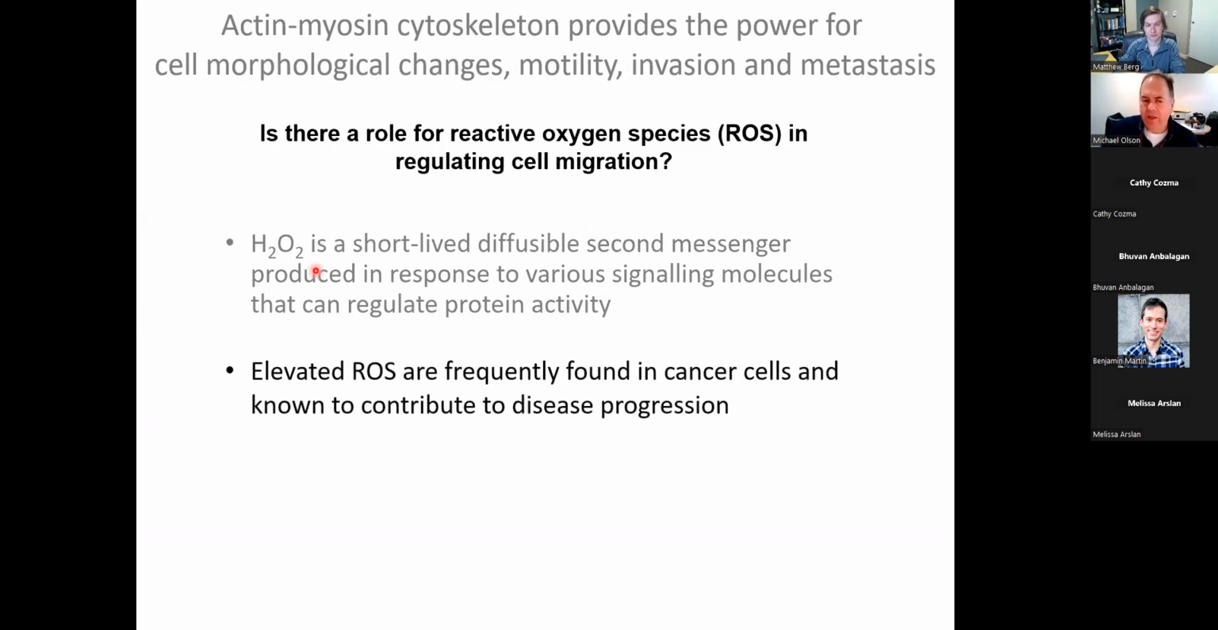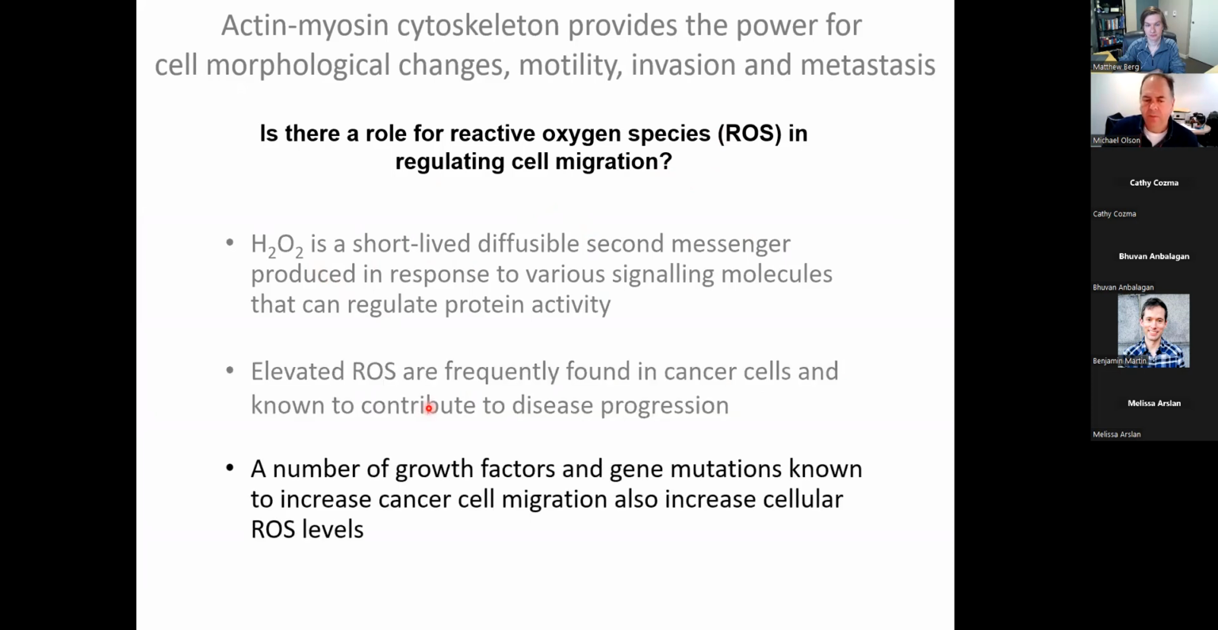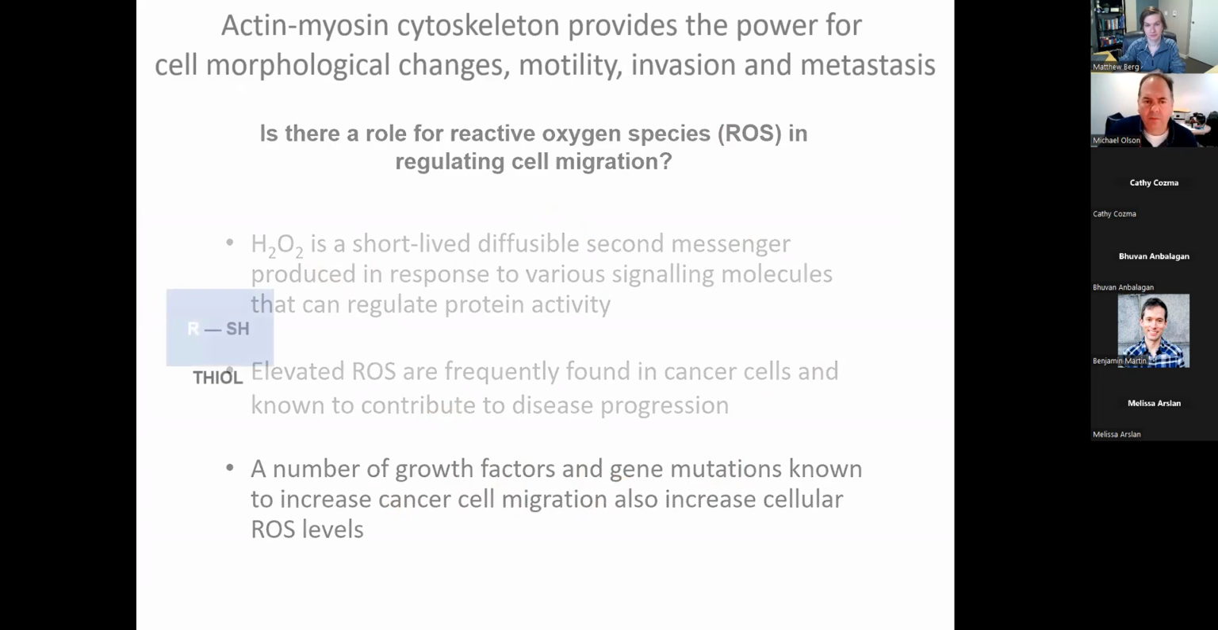And in fact, elevated ROS is frequently found in cancer cells, and it's known to contribute to disease progression. And a number of growth factors and also gene mutations have been shown to both increase cell migration and also to increase cellular ROS levels. So we were wondering what's really the relationship between ROS and cell migration.